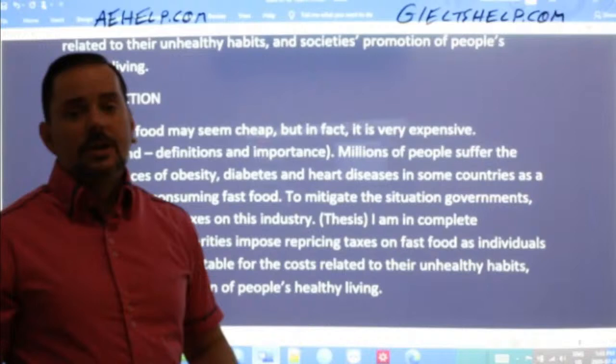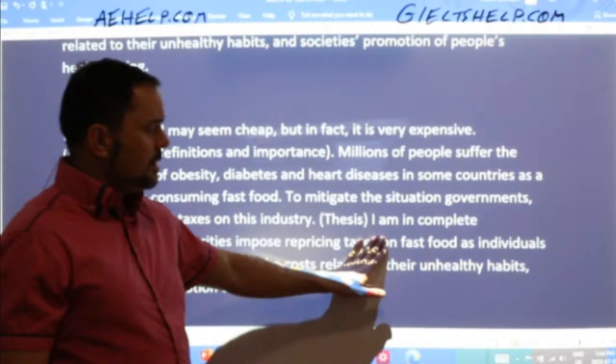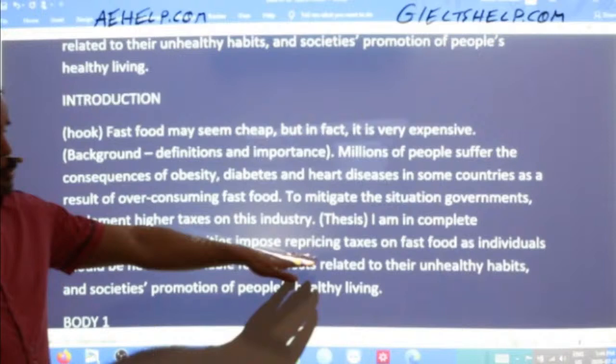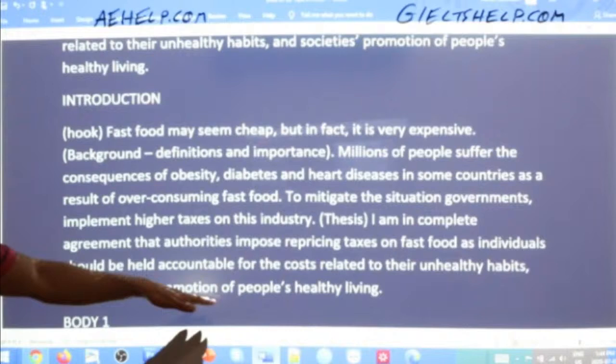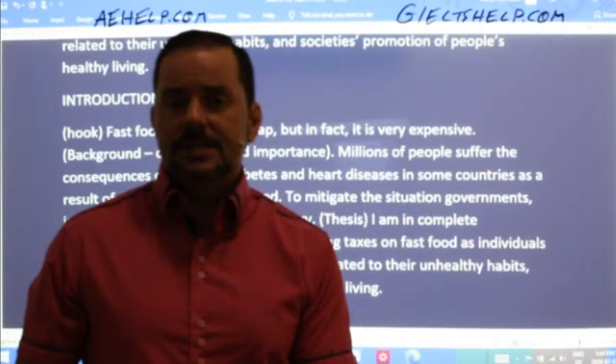And then, my thesis. I am in complete agreement that authorities impose repricing taxes on fast food as individuals should be held accountable for the costs related to their unhealthy habits and society's promotion of people's healthy living. So that's my thesis with two clear points for the body paragraphs.